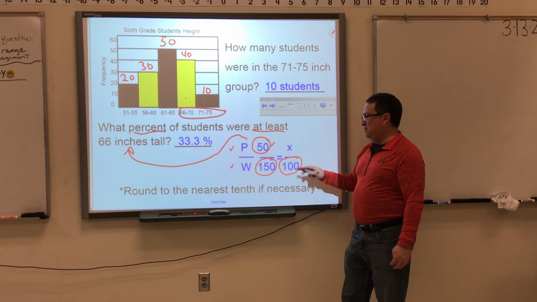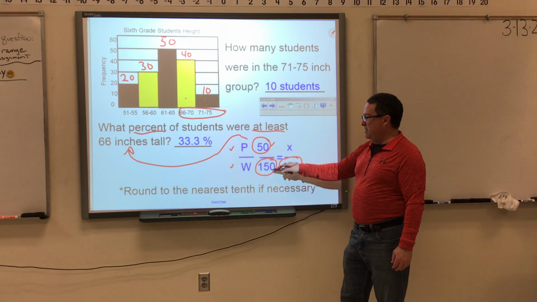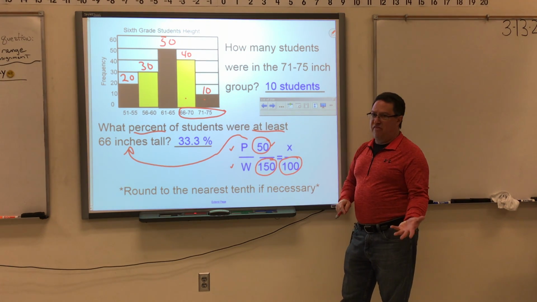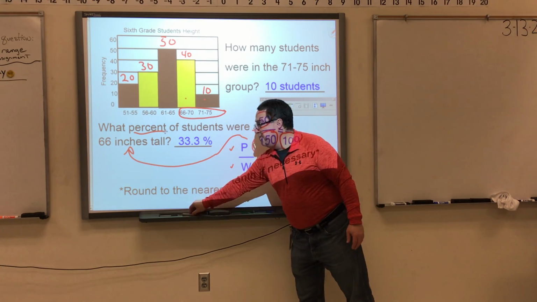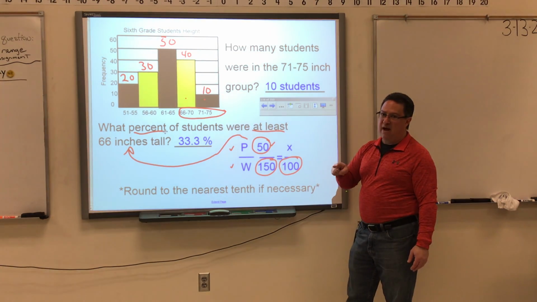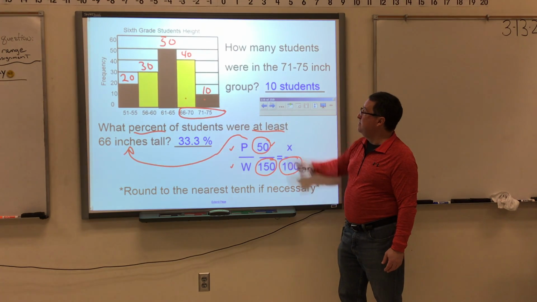Now I go X to 100%, and I know that 50 out of 150 is a third, or 33.3%. I hope that makes sense. If not, pause, go backwards, check it out again.